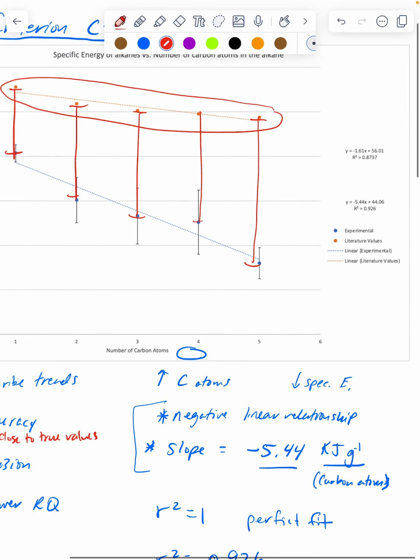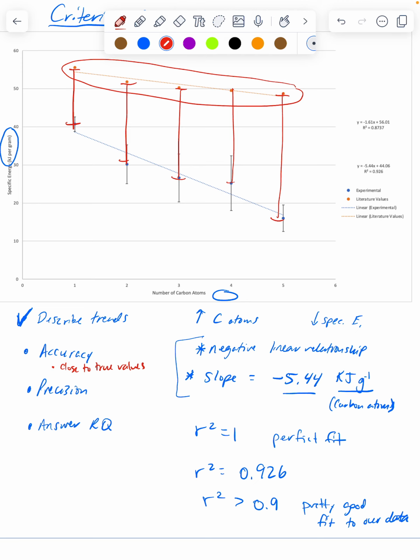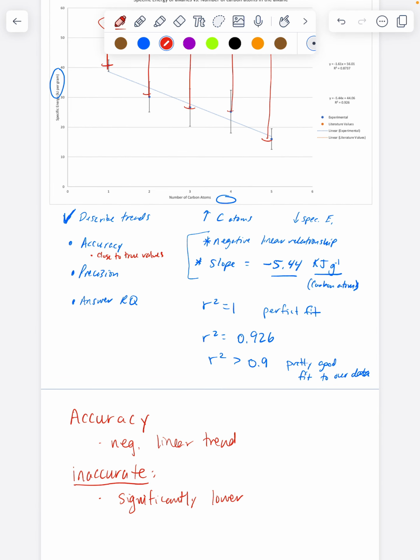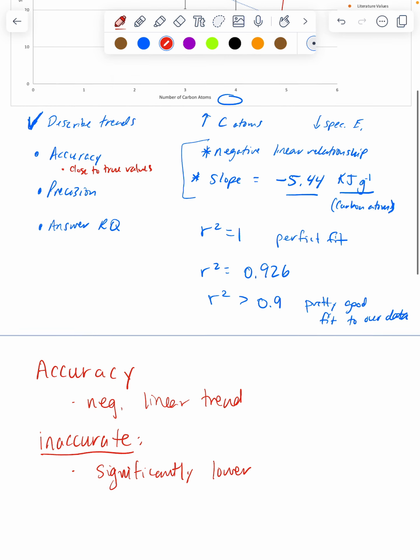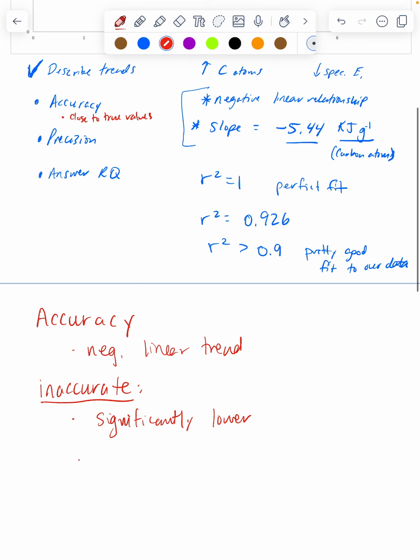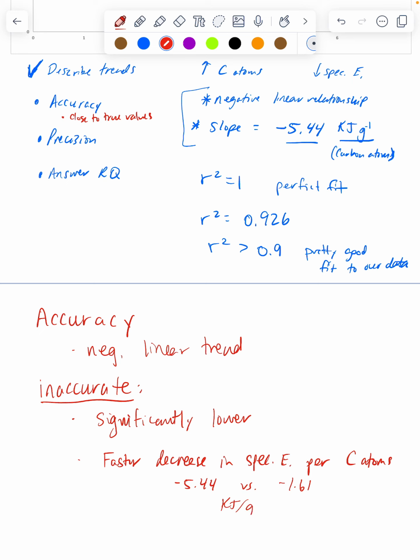So for our data, the specific energies were decreasing much faster than they actually do for the literature values. So we have a faster decrease: minus 5.44 versus minus 1.61 kilojoules per gram per carbon atom.